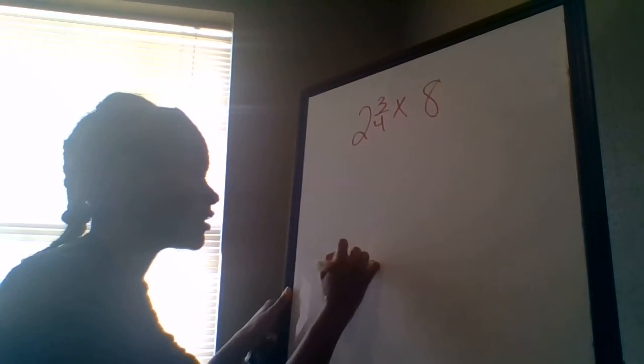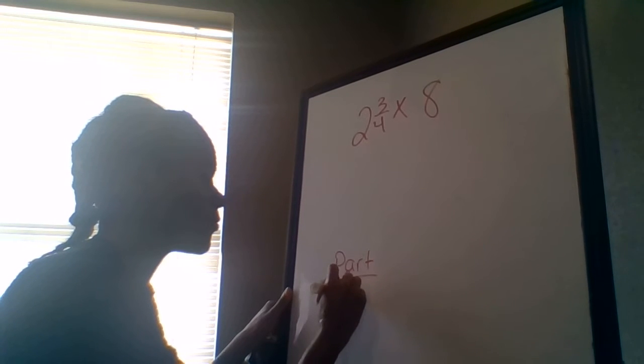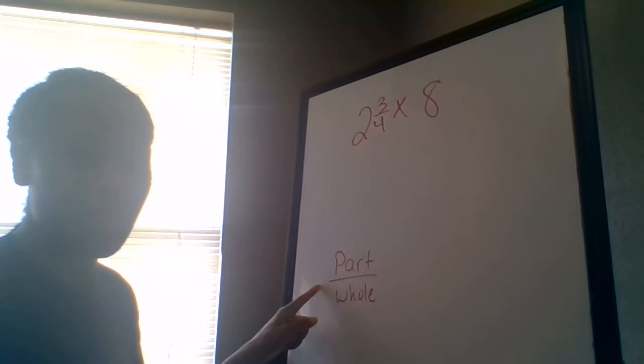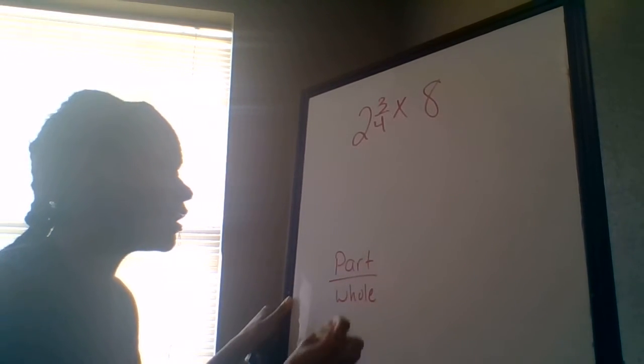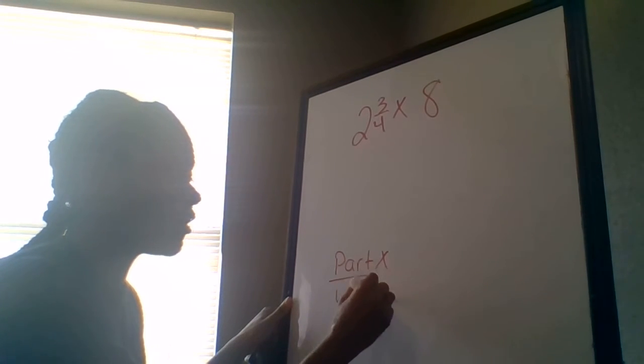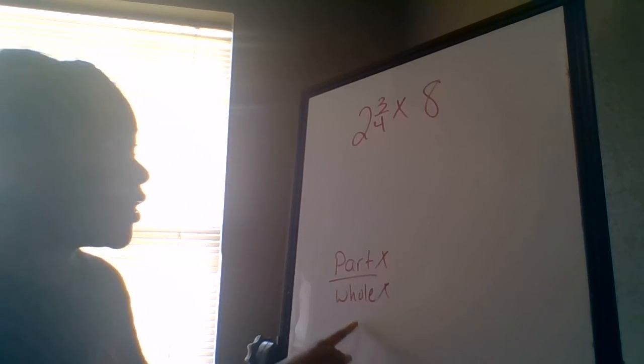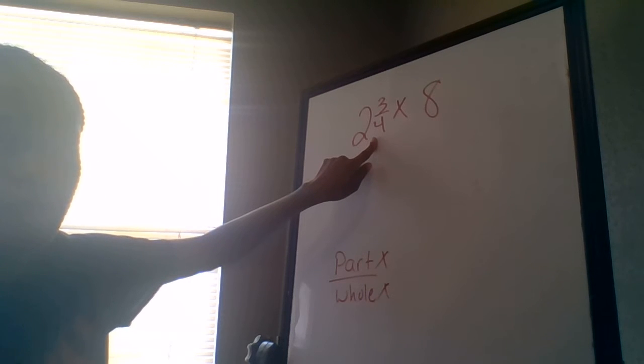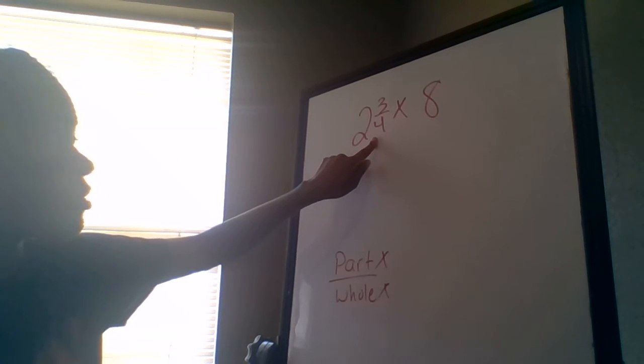And here's why. A fraction is a part out of a whole. So whenever you're multiplying or dividing fractions, you can only have a part and a whole because that's what a fraction is. So we need to change this mixed number into an improper fraction in order to multiply.